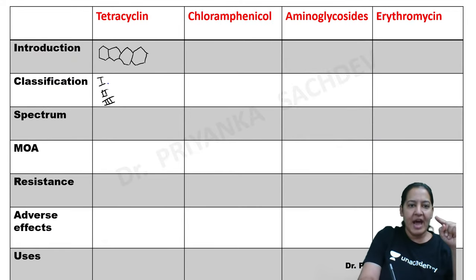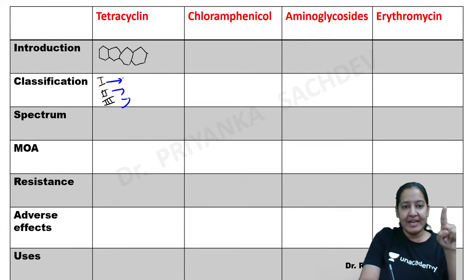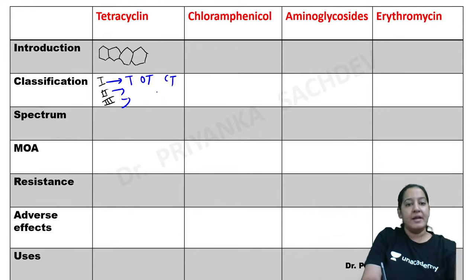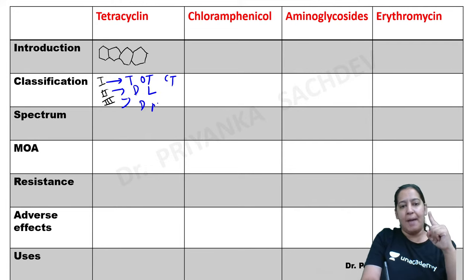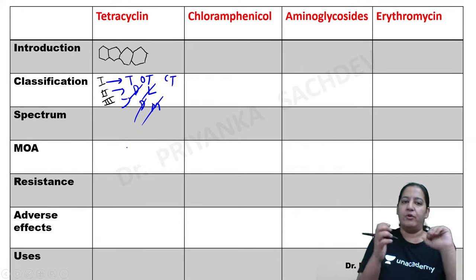So see, here I have written category 1, 2, 3. I expect you to fill it. So write the category 1. What is it? Write tetracycline, oxytetracycline, chlortetracycline. Category 2, write DL. And category 3, write DM. DL is demeclocycline and lymecycline. And category 3, it is doxycycline and minocycline. So please write the full form, right?